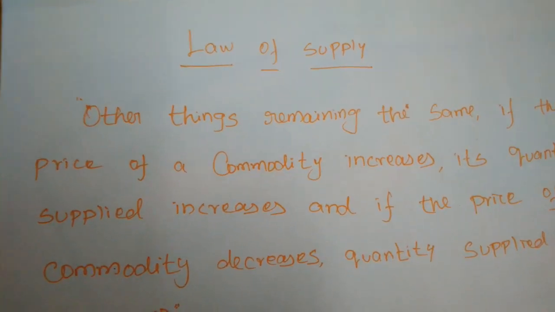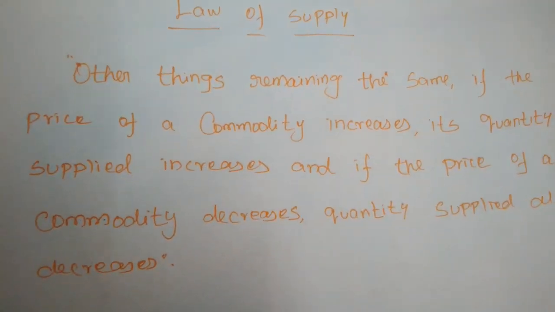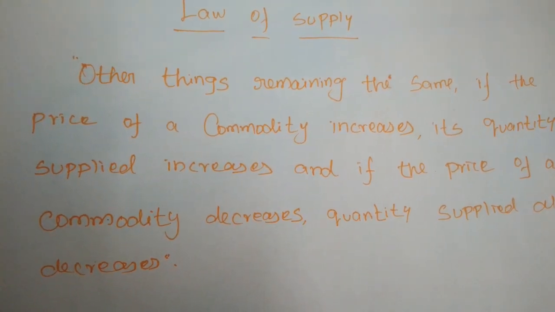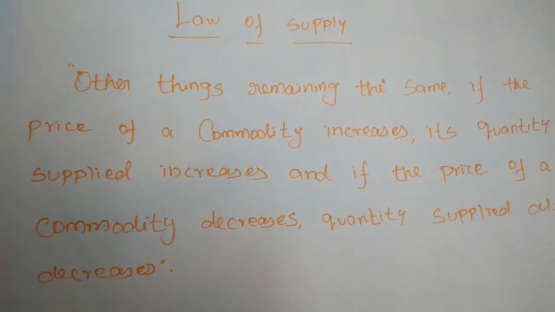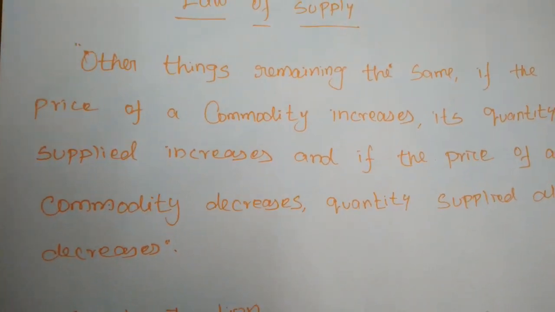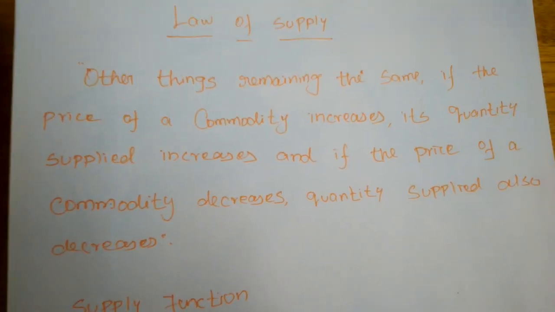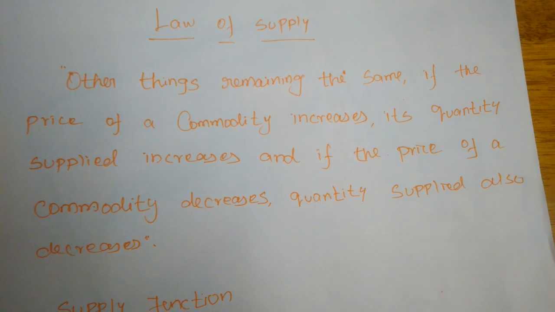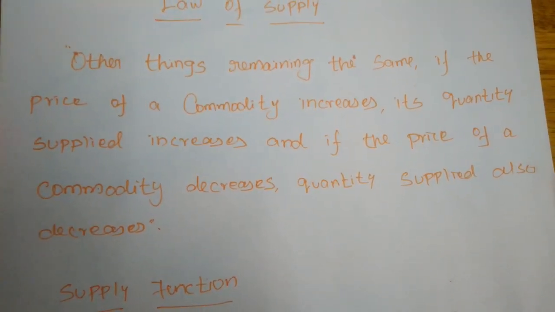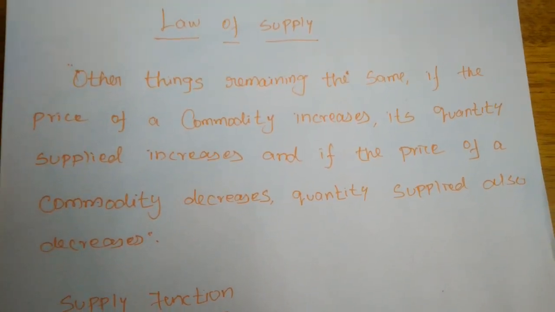As per the law of supply, other things remaining the same, if the price of a commodity increases, its quantity supplied increases. And if the price of a commodity decreases, the quantity supplied also decreases. In the law of demand we studied the inverse relationship between the price and the quantity demanded of the commodity. But here in the law of supply there is a positive relationship.